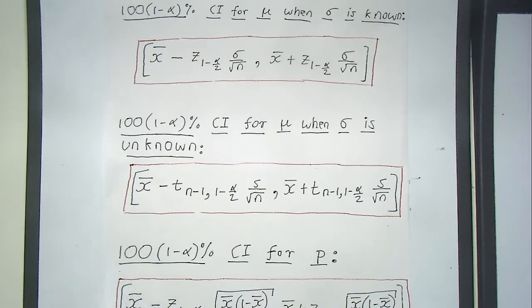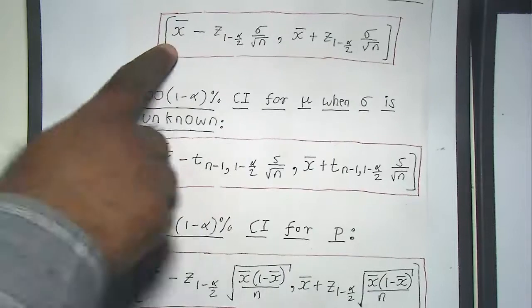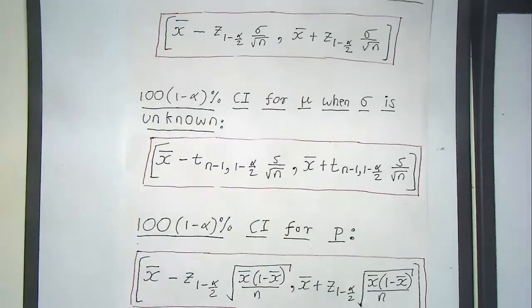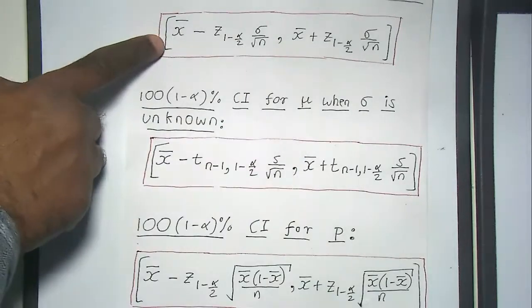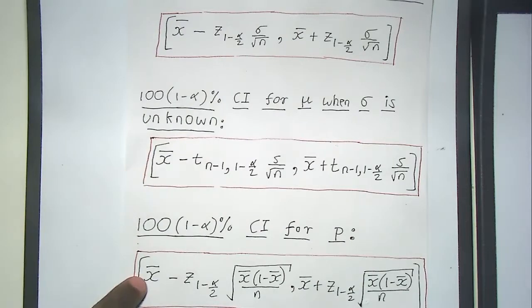This is kind of a summary of what we did last week, guys. This is the confidence interval for the population mean when the variance is known. This is when the variance is unknown, and this is the confidence interval for the proportion, right? So to do the examples on the problem sheet, you will need these 3 formulas.